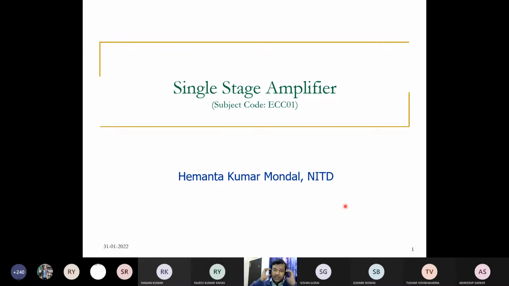So I'll cover single stage amplifier. From the name you can guess it. Single stage means, if you want to differentiate between multi-stage and single stage, it is in terms of the number of transistors. That's all. An amplifier is one of the essential components in any system.